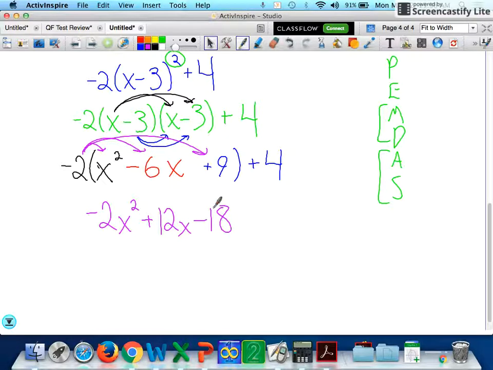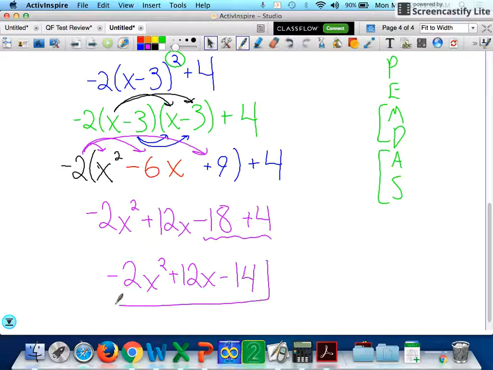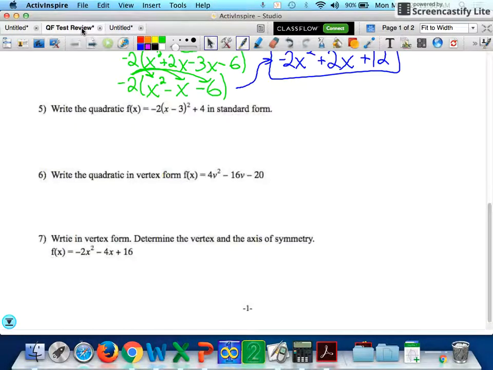And now that we're finally done with all these multiplications, we are able to drop our parentheses and have our plus 4, giving us our last little set of like terms. -2x squared plus 12x minus 14. This would be standard form. Okay? -2x squared plus 12x minus 14. All right, I'm going to just put a check mark there so I know I'm done with it.